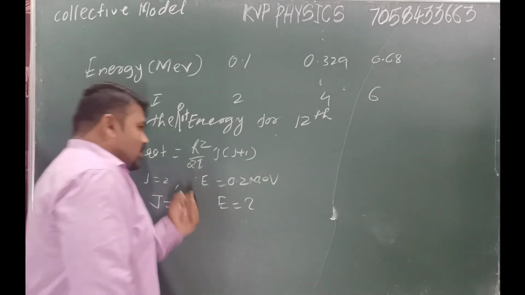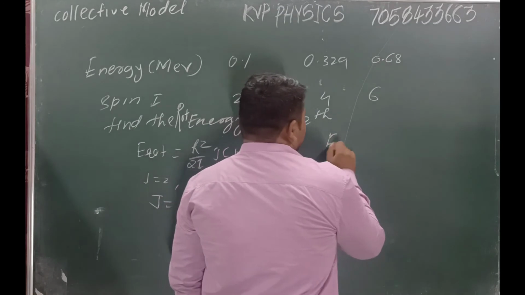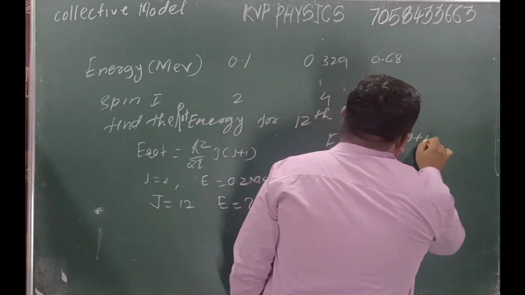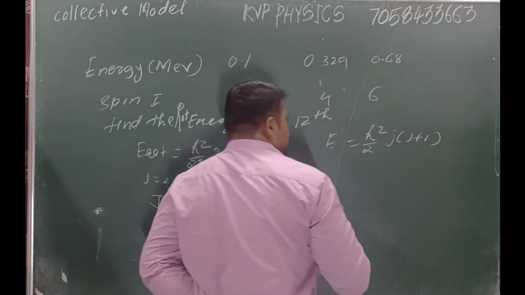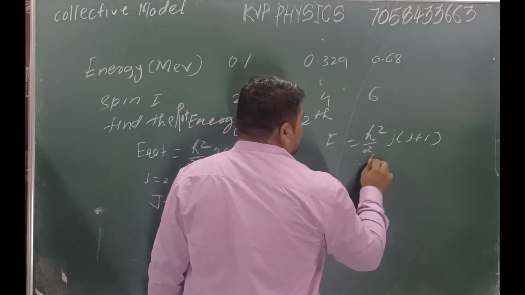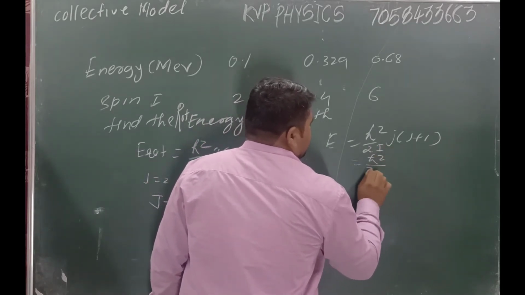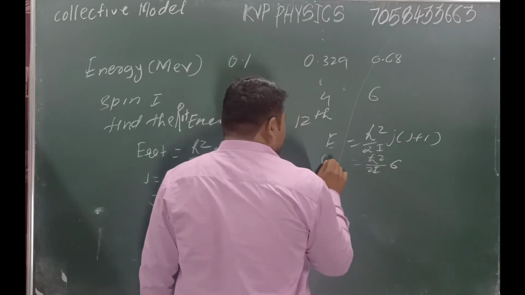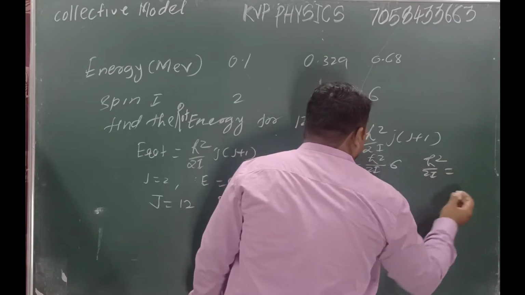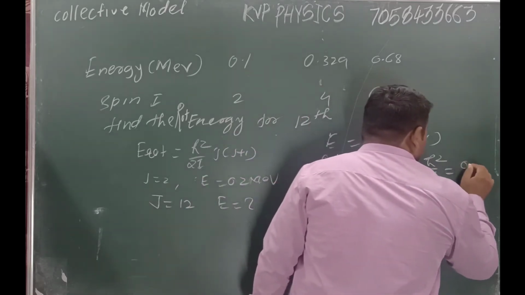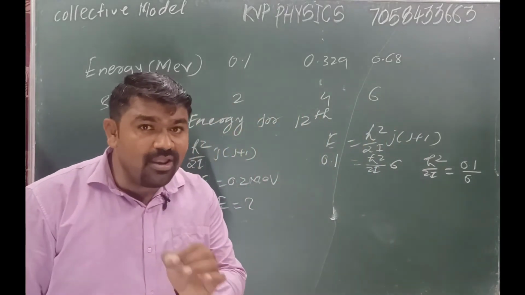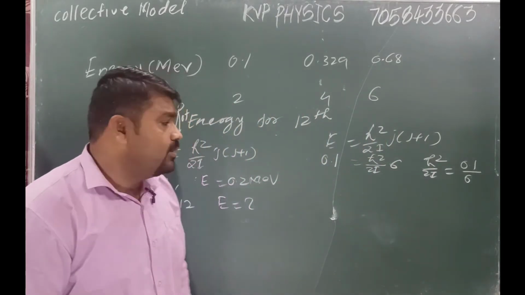Using the initial data, E is equal to h cross square upon 2i, J into J plus 1. First, J is equal to 2: 2 into 2 plus 1, 3 into 2, 6. So this is equal to h cross square upon 2i into 6. The energy is 0.1, so the value of h cross square upon 2i is 0.1 upon 6. This is the value of h cross square upon 2i.